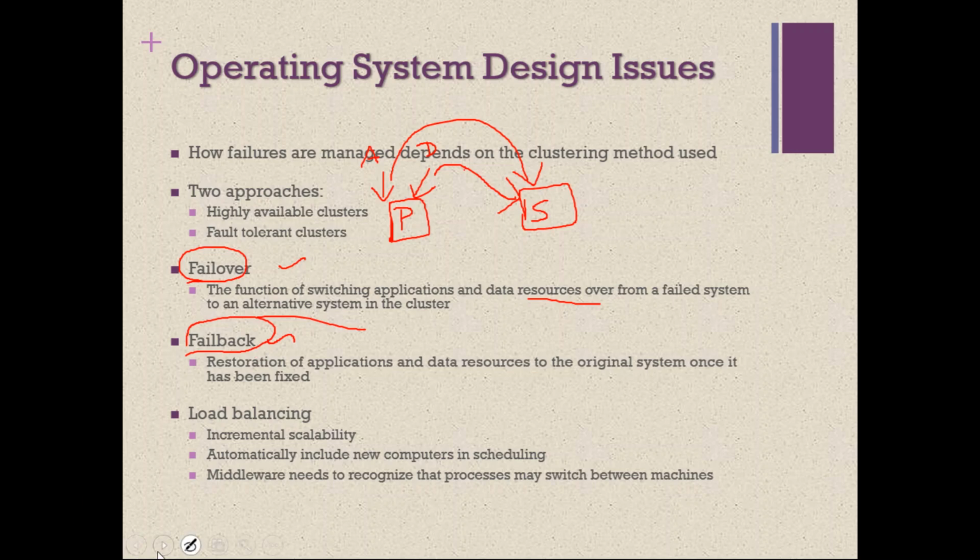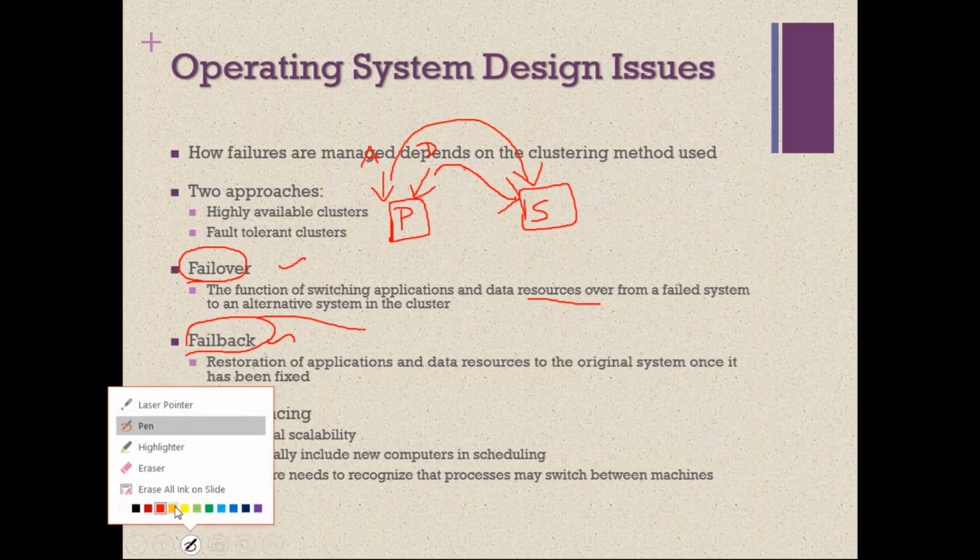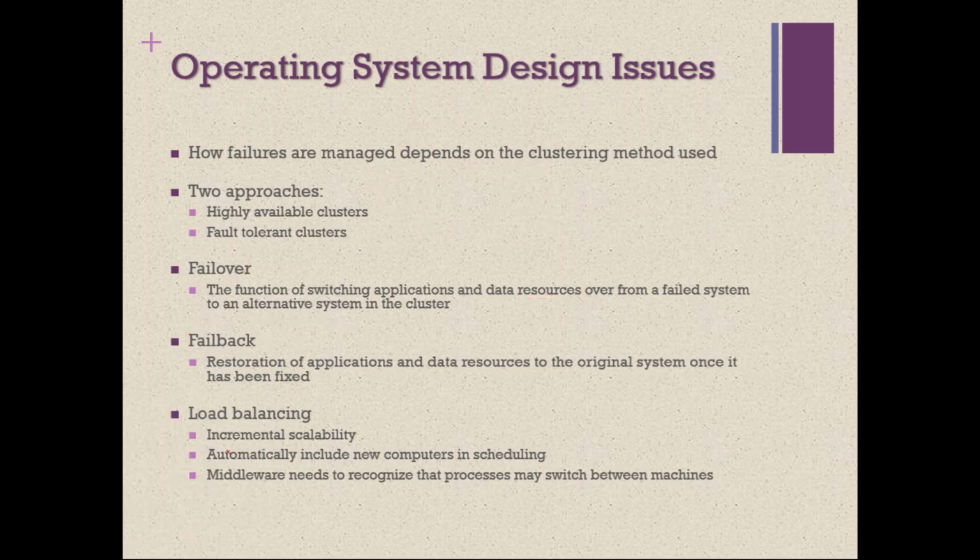So this is how the operating system design issues were handled for clusters, and the operating system should ensure increased scalability. It should include new computers in scheduling. Incremental scalability we have already discussed. That means initially we may start with a small number of computers in the cluster. Then we should be able to gradually increase the number of computers, and when a new computer is added, automatically it should be included in all activities.